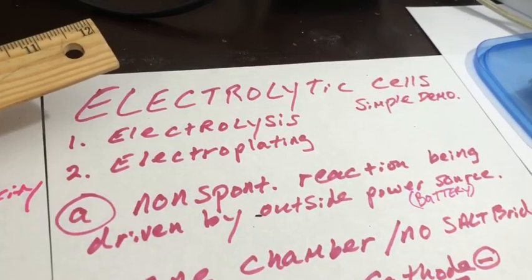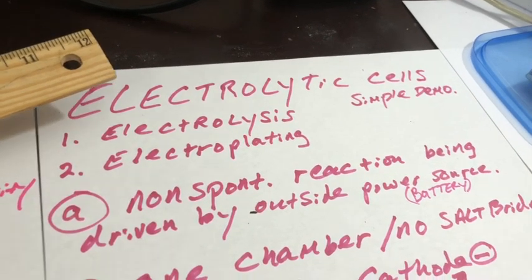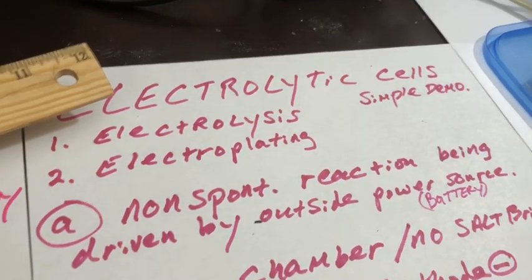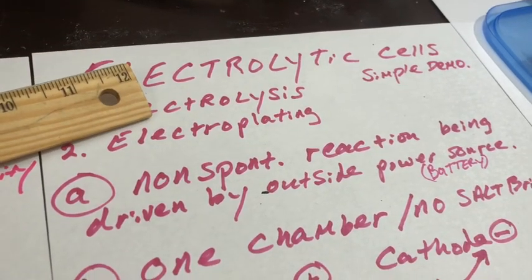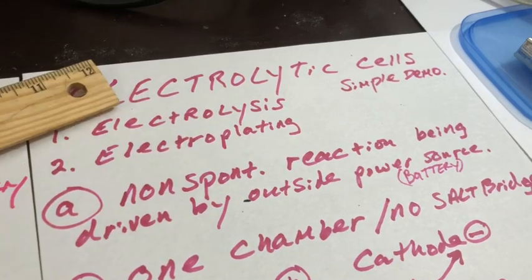Alrighty, now we did the voltaic cell recently, right? And now we're looking at electrolytic cells. Now electrolytic cells come in two flavors. They can do something called electrolysis and something that could be called electroplating.